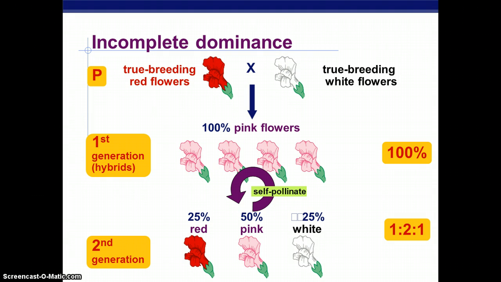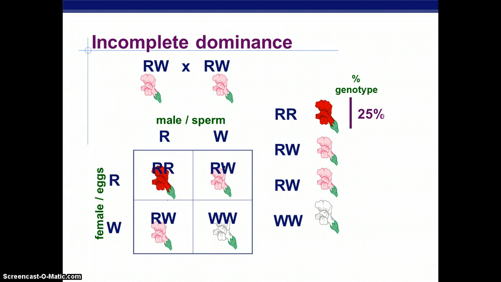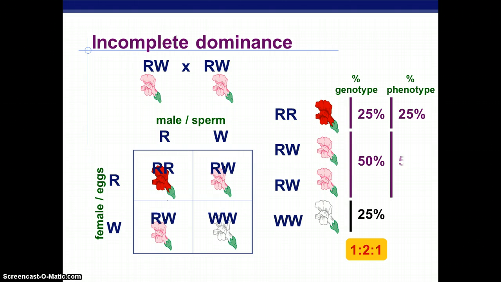And then that F2 generation is when these ratios start coming into play. So here it's a 1 to 2 to 1, meaning 25% of them will be red, 50% will be pink, and 25% will be white. So if we do this Punnett square, this is what we end up with. And it's those same ratios. Notice that 1 to 2 to 1 in the genotype is the same as the 1 to 2 to 1 in the phenotype.